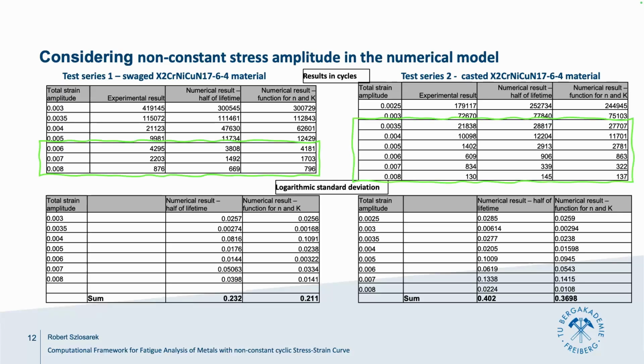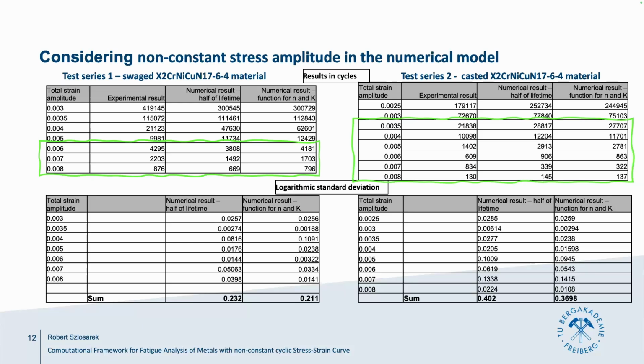The results are in a big table, but we can highlight 2 issues. Especially for high total strains, the numerical results, when we use a function for n and k, are quite a bit closer to the experimental results than the half of lifetime approach. My interpretation is that especially for this high total strain, we see more of this hardening effect than for low total strains. For these results, we are much closer.